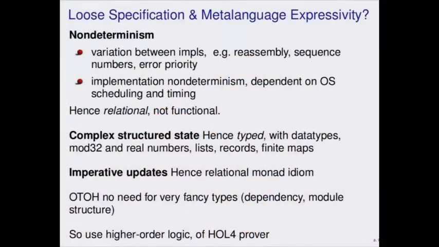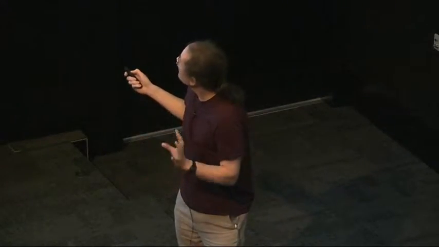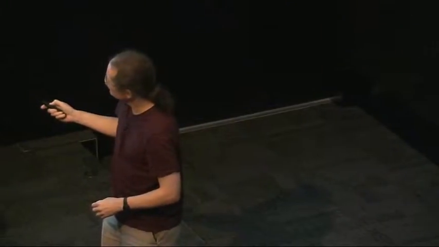So it has to be a very loose specification. And it has to be a loose specification because there's a lot of variation between the implementations, different algorithms for reassembling packets and picking sequence numbers and things. And within one implementation, there's a lot of runtime non-determinism coming from timing or particular sequence numbers or operating system scheduling, all that kind of stuff. So we have to be writing a very loose spec. And it's going to be a relational thing, not a functional thing, end of the day.